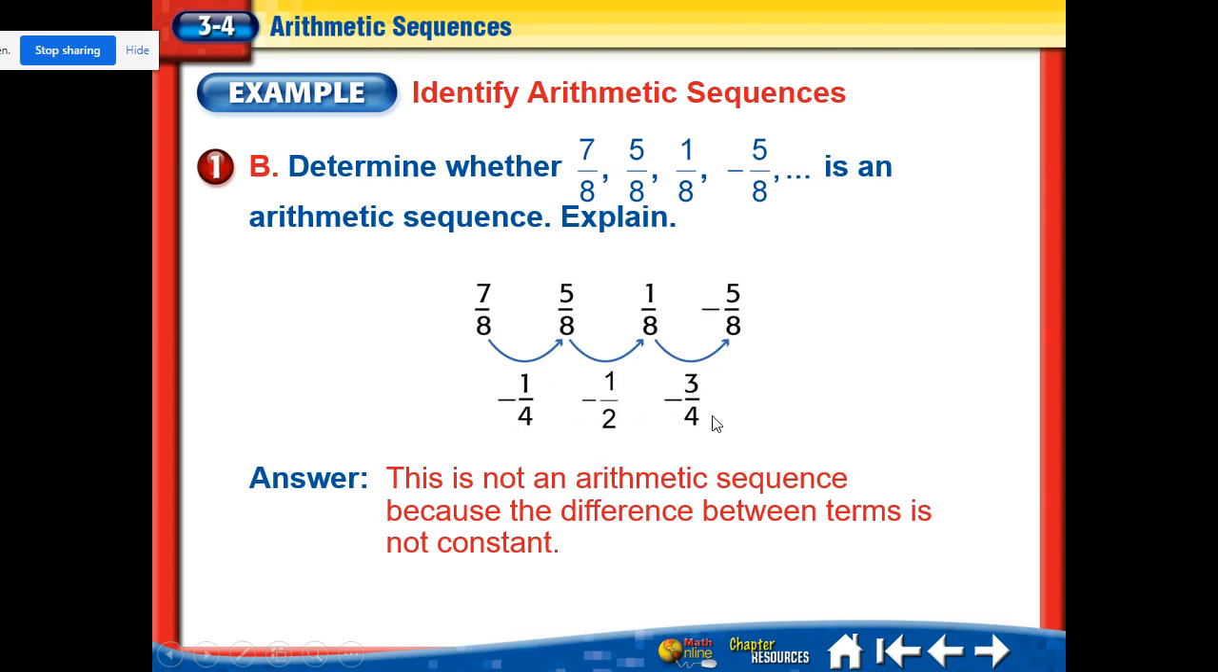1/4, then 1/2, then 3/4. That's not the same. How can we figure these out if you don't like to just do it? You just subtract them. 5/8 minus 7/8 in your calculator, and that'll get you the number. And so you just subtract them and find out what the difference is. And it changes. And since it changes, this is not an arithmetic sequence.